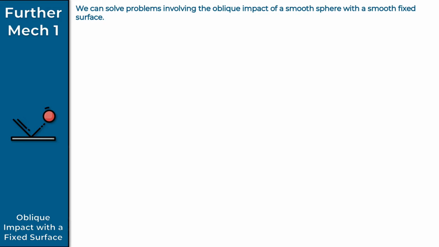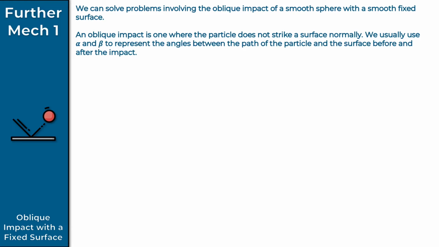In this video, we're going to take a look at oblique impact with a fixed surface. We can solve problems involving the oblique impact of a smooth sphere with a smooth fixed surface. An oblique impact is one where the particle does not strike a surface normally. We usually use alpha and beta to represent the angles between the path of the particle and the surface before and after the impact.